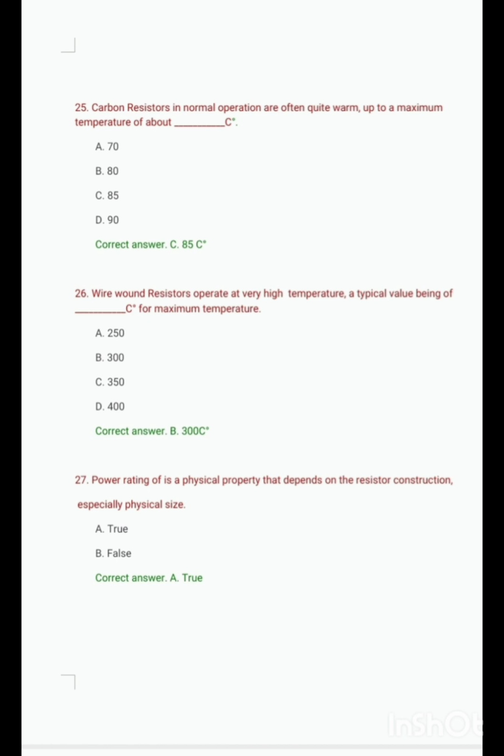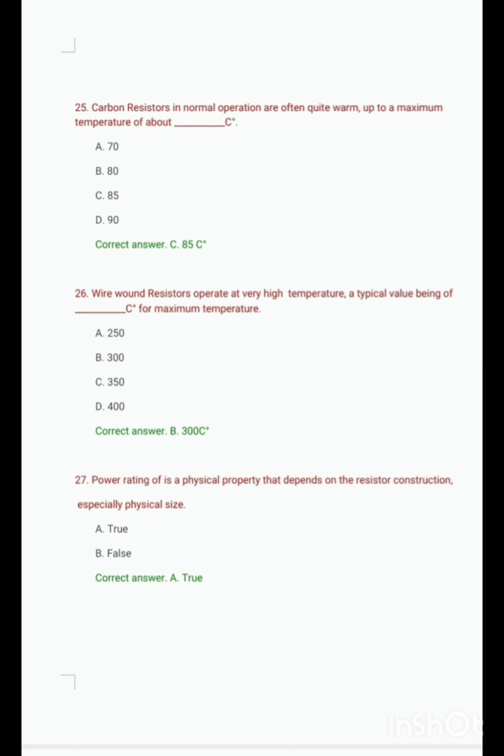26. Wire wound resistors operate at very high temperatures, a typical value being of most for maximum temperature. A. 250. B. 300. C. 350. D. 400. Correct answer: B, 300.